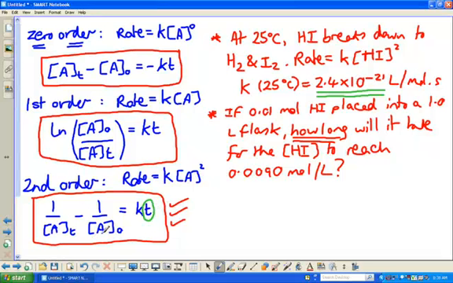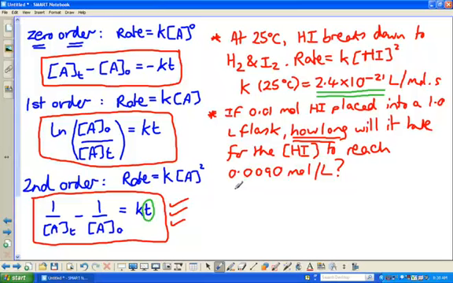Our initial concentration, we don't have it, but we have moles and volume, so we can figure that out. In fact, 0.01 divided by 1 is 0.01. So our initial concentration is going to be 0.01 moles per liter. Our concentration at time t is going to be 0.009 moles per liter. So these two are actually quite close, so we haven't decreased much in the way of concentration. In fact, we've only decreased 10%.